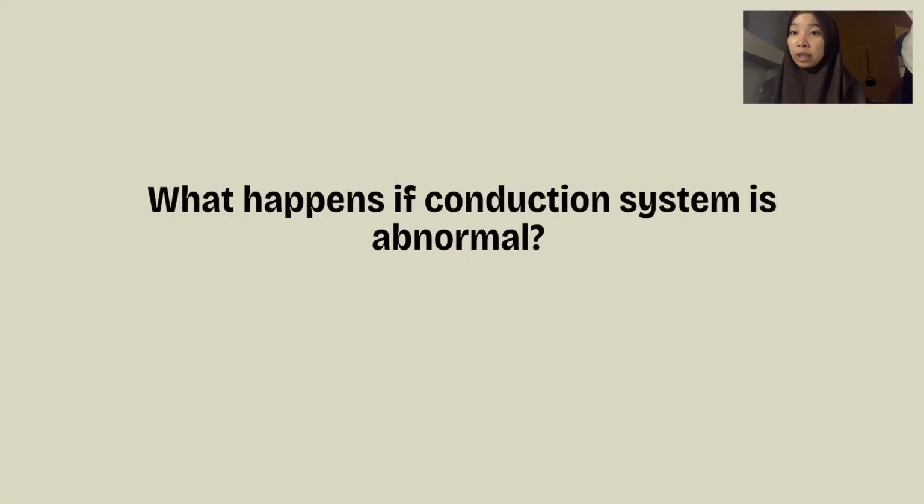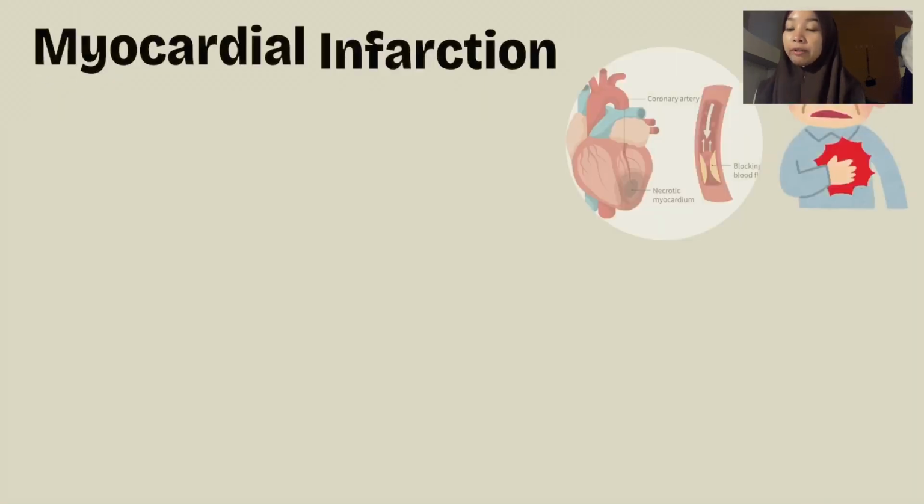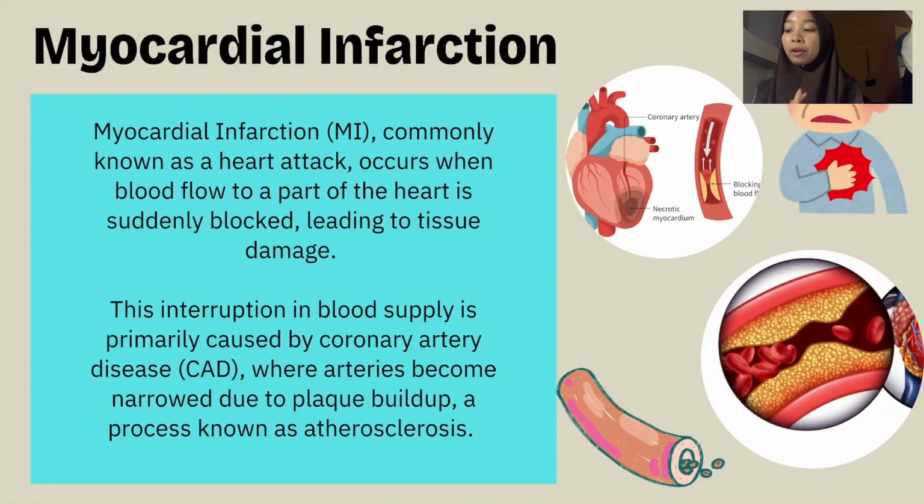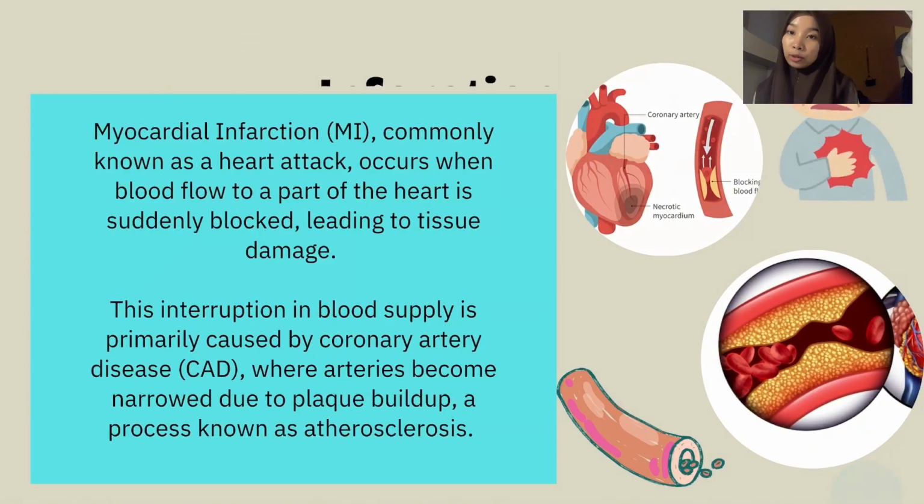So what happens if the conduction system is abnormal? It will lead to many kinds of disease, but I will focus on myocardial infarction. Myocardial infarction, also commonly known as a heart attack, occurs when blood flow to a part of the heart is suddenly blocked, leading to tissue damage. This interruption in blood supply is primarily caused by coronary artery disease, where arteries become narrowed due to plaque buildup, a process known as atherosclerosis.